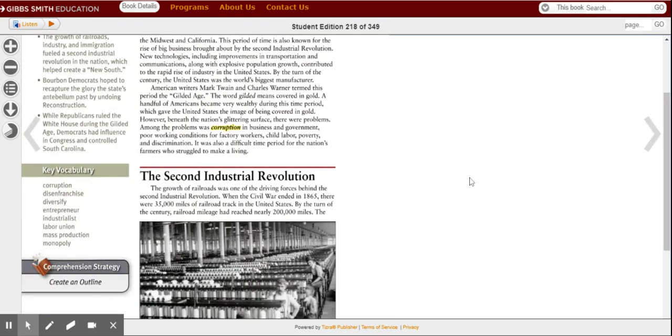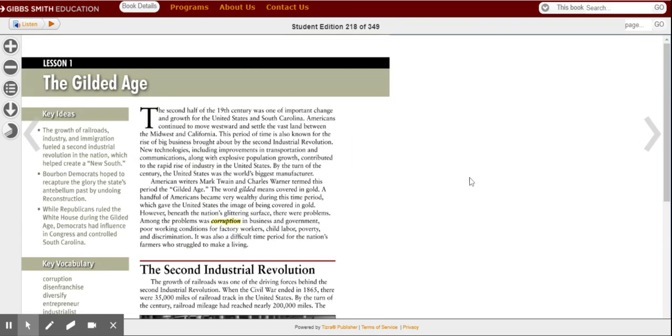Now, let's get right to the crux of the idea here. The Gilded Age, all right? The Gilded Age. Look at this. Right here on the left, at the beginning of each lesson, it tells you the key things that you need to know about. And we're going to try and navigate this chapter and help you a little bit when it comes to using a textbook in general. So key ideas: the growth of railroads, industry, and immigration fueled a second industrial revolution in the nation, which helped create a new South. Look at those words, new South, right here, new South.